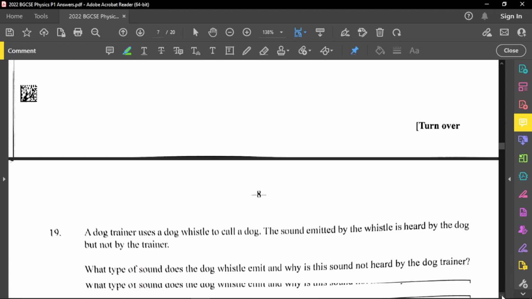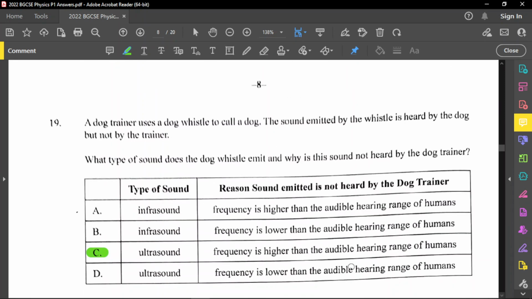All right, so let's jump into question number 19. A dog trainer uses a dog whistle to call a dog.